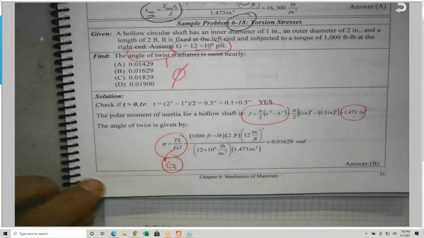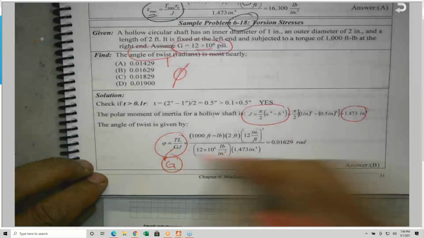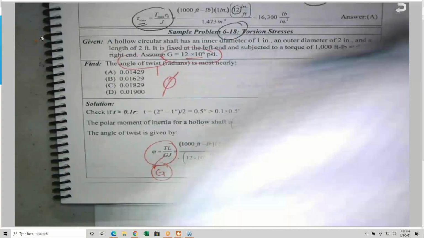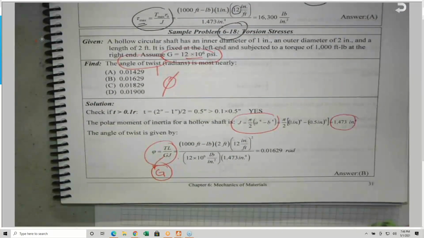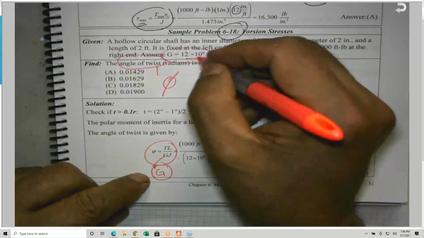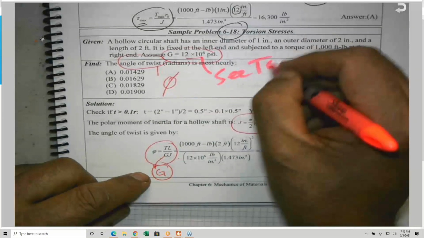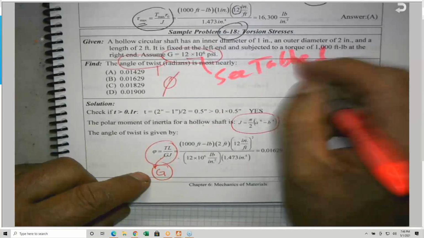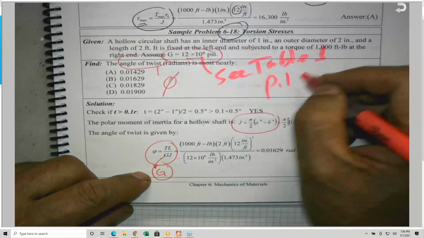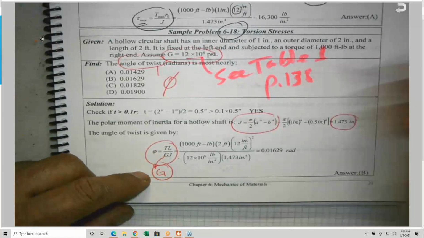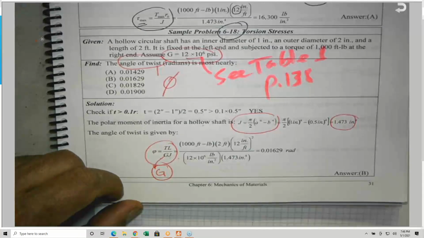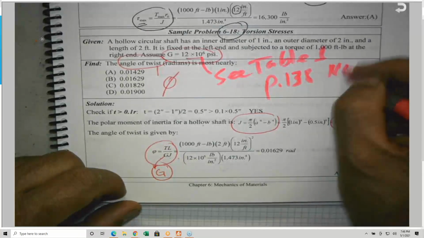I will stop here, and I will see you again tomorrow. The last thing I need to mention: if G is not given, I will go and see table 1. Which table is that? That one has the G. See table 1 on page 138 of the NCEES.